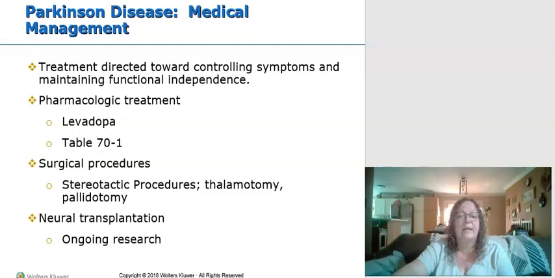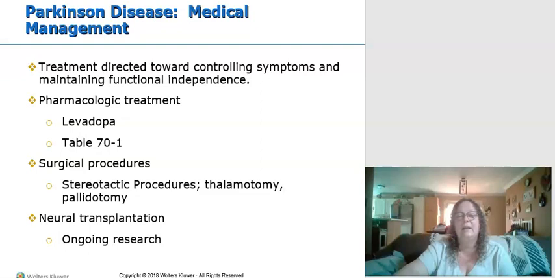Stereotactic surgery is considered for patients with Parkinson's disease who have motor fluctuations and dyskinesia that cannot be adequately managed with pharmacological interventions. The principal surgical option is deep brain stimulation, which has largely replaced the neuroablative lesion surgeries.